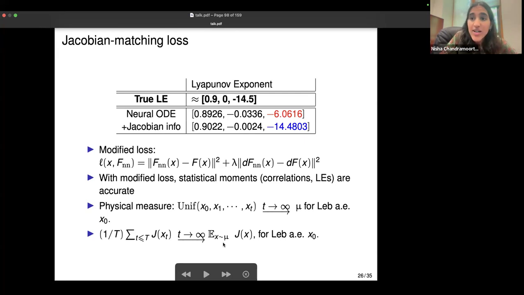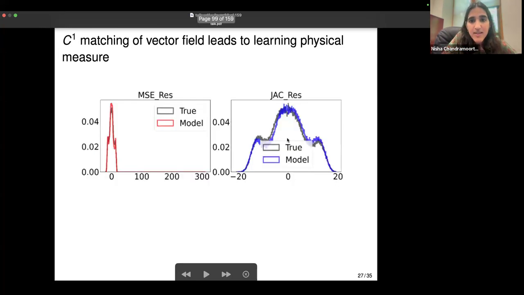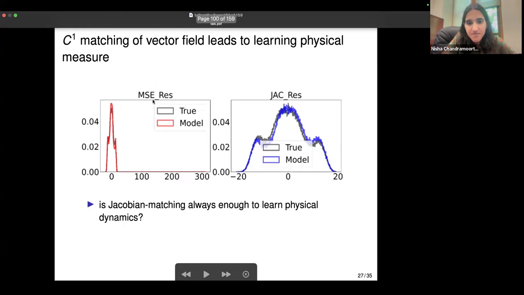Okay. Now it looks like with the Jacobian model, we are able to learn the physical measure because all statistics with respect to the physical measure are being reproduced. So here I'm showing you once more the probability distribution of one of the variables, I believe the x component of the Lorenz 63. That is reproduced very well by the Jacobian model, not reproduced well with the mean square error model.